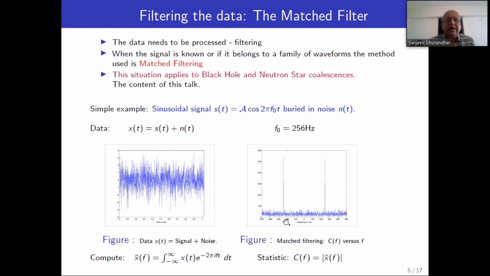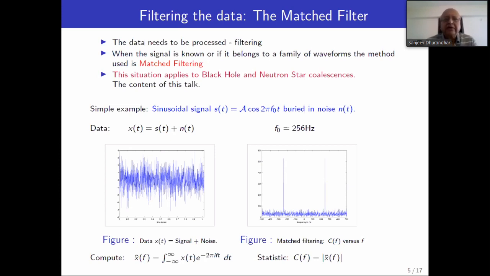So a simple example is here. Now this is not a binary signal. This is just a simulation, if you like, a signal S of t, which has one amplitude, a constant A, times cosine 2 pi f naught t. And this is buried in the noise N of t. So what is this noise? This is what is called white noise. I'll be defining what is meant by white noise and so on. But for the moment, you can just think of it as noise, and it's a random variable. At each t, the n is a random variable. So it's a whole lot of random variables which are being plotted here in sequence. So that is n of t.